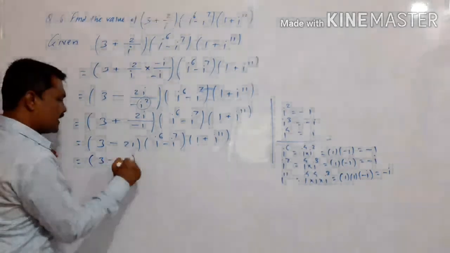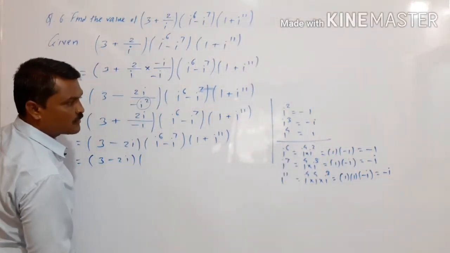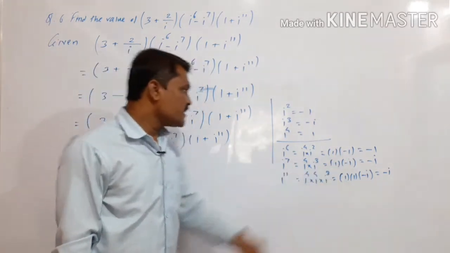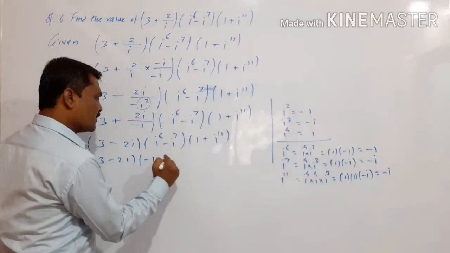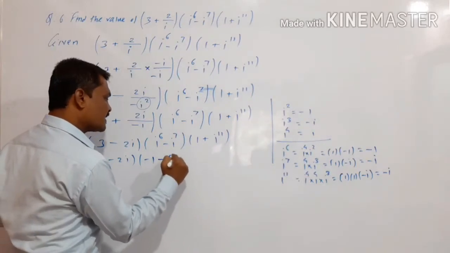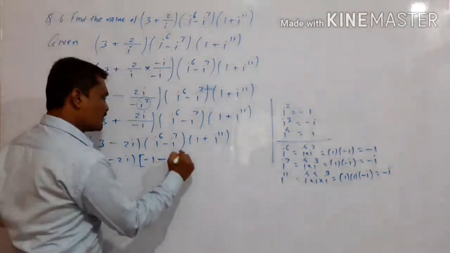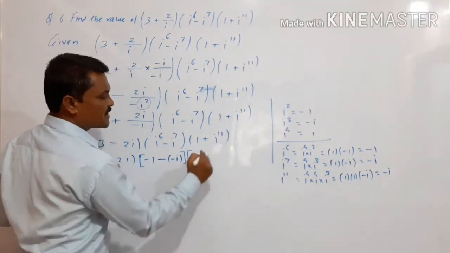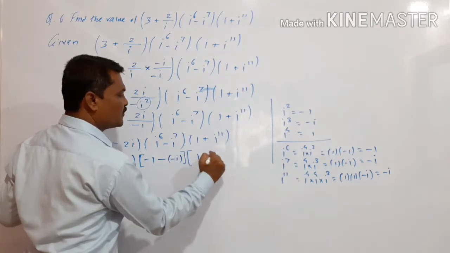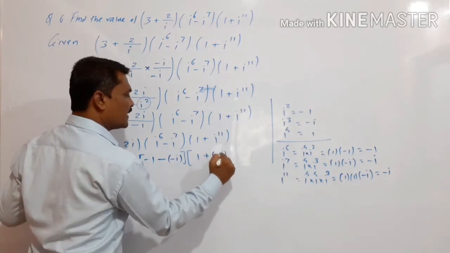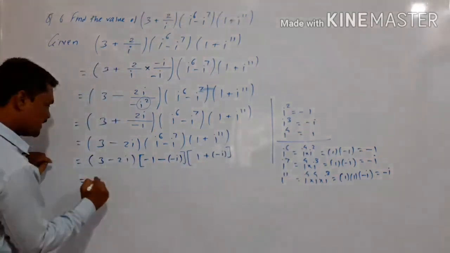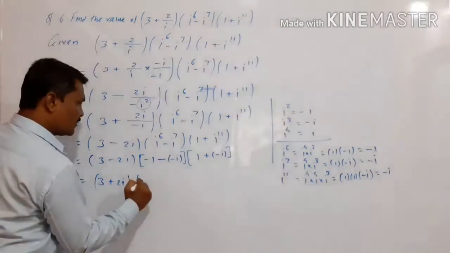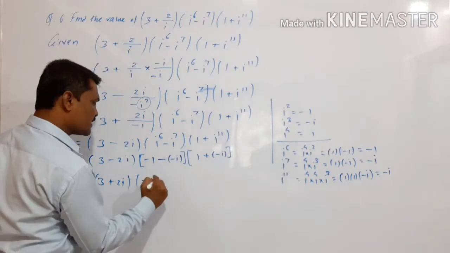3 minus 2i as it is. I raised to 6 value we have found, what is it? Minus 1. I raised to 7 value is minus I, minus and minus I. Last bracket, 1 plus I raised to 11 value is minus I. That is equal to 3 plus 2i as it is, minus 1 minus minus plus I.